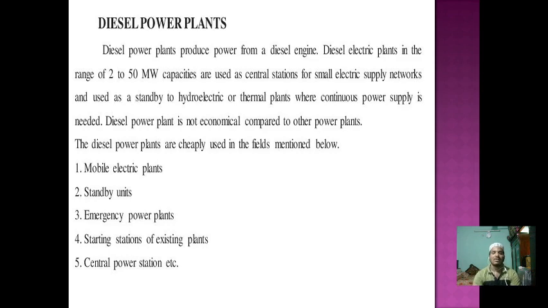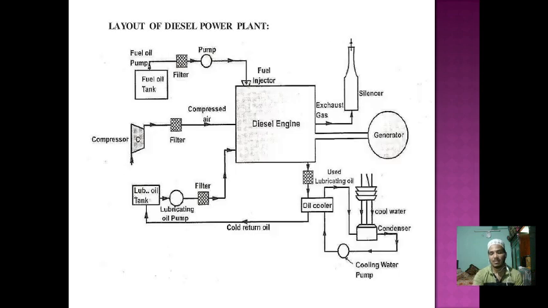Emergency power plant is the power plant we are seeing in our function hall. If the electricity is cut off, at that time we are using the diesel engine to generate the electricity. Starting station of existing plants, central power station, these are the fields where we are using the diesel power plants.